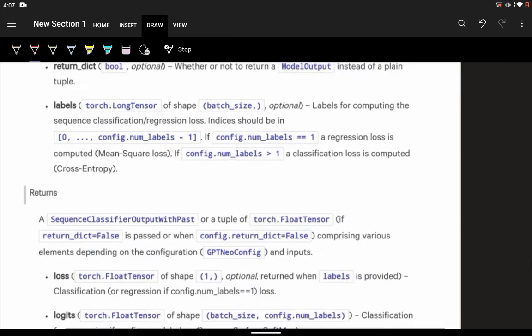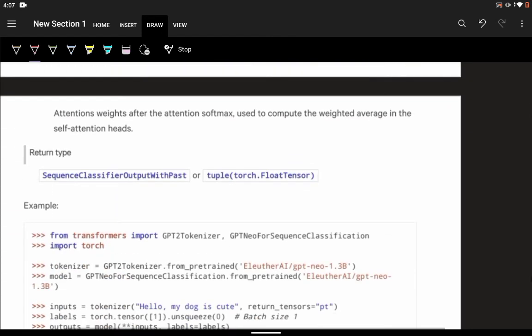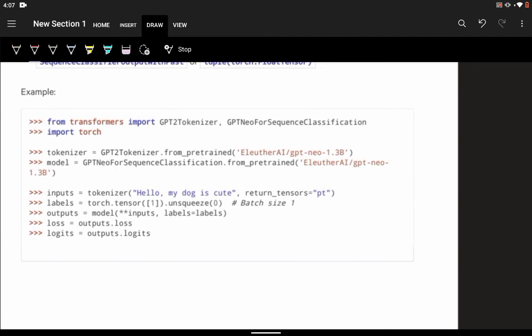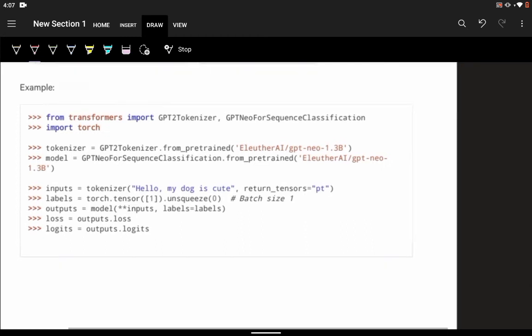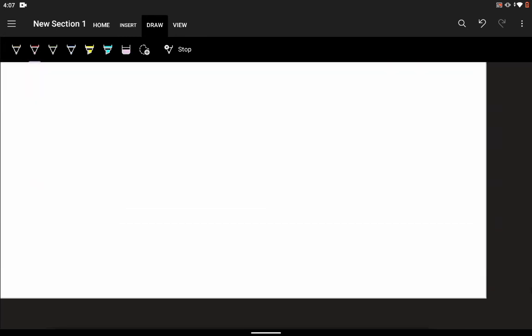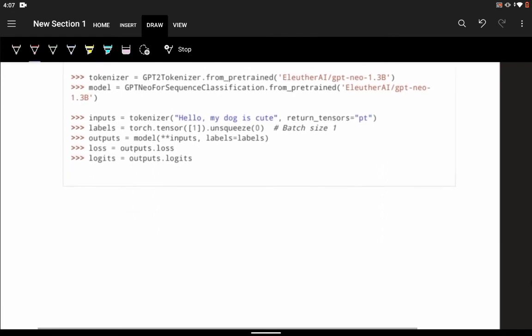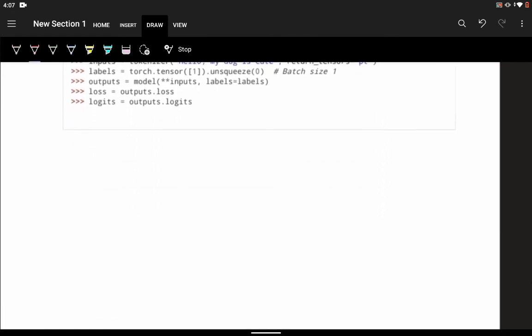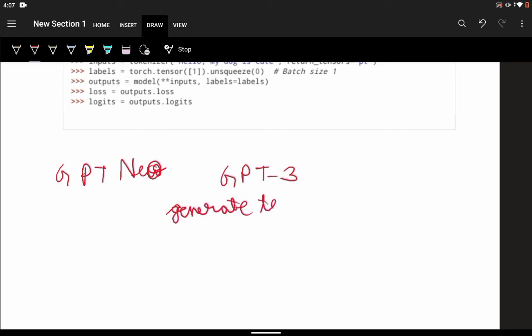Not going through that again. And as you can see over here, like, hello, my dog is cute, if that's the input. This is also a similar thing, right? So basically what we saw is a very brief introduction of GPT-Neo. In conclusion, it's basically an open source version of GPT-3, right? And it can be used for generating text, and it can be used for classification purposes.